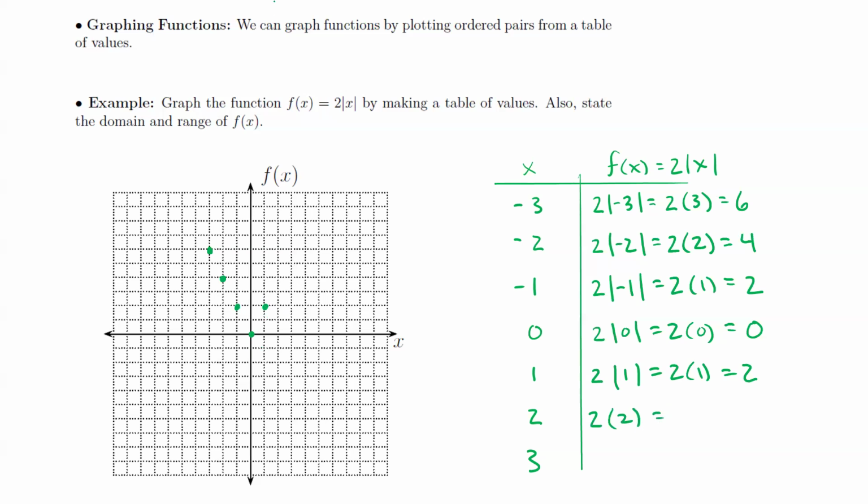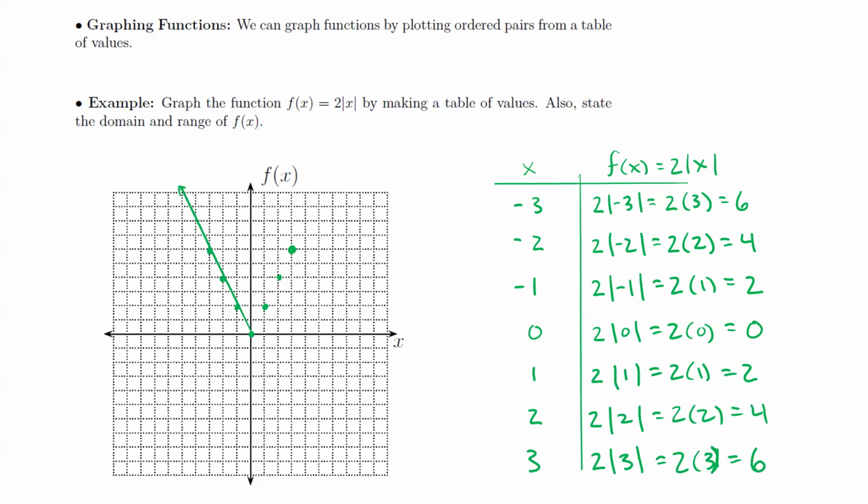Oops, I forgot my absolute value symbols there, but that's of course because I know that my absolute value symbols on my 2 are just going to keep the number at 2. So absolute value of 2, which is 2 times 2, which is 4. So now we're here. And 6. So there's, I think, enough points for us to get a pretty accurate representation of what this graph looks like. So let's connect the dots there.